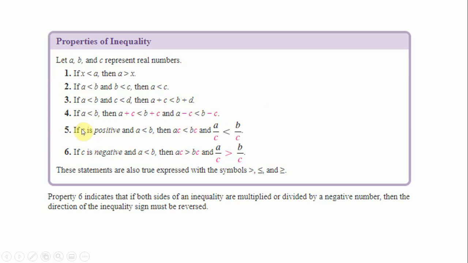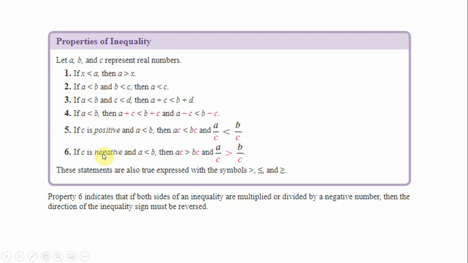So if I've got a positive number C, and if I've got this relationship, A is less than B, I can multiply C by both sides, and that maintains that relationship. AC would still be less than BC, and if C is positive, I can do the same thing with division. A divided by C is less than B divided by C. Now here I emphasize the positive. C had to be positive for this to maintain that relationship.